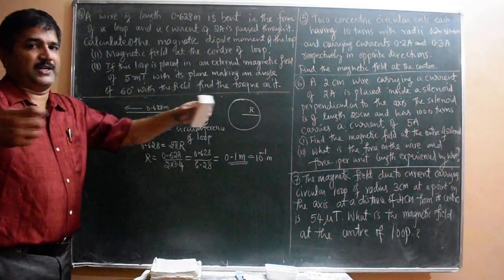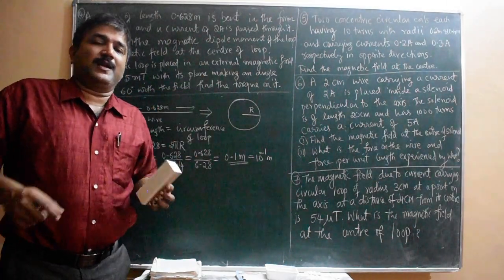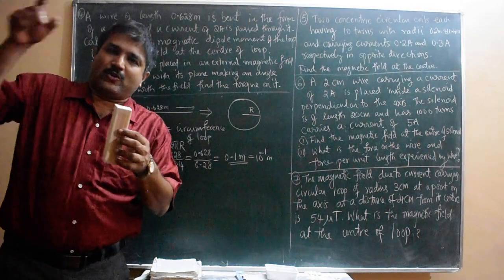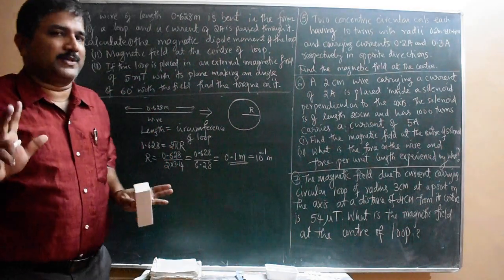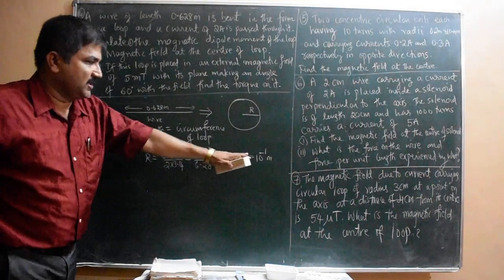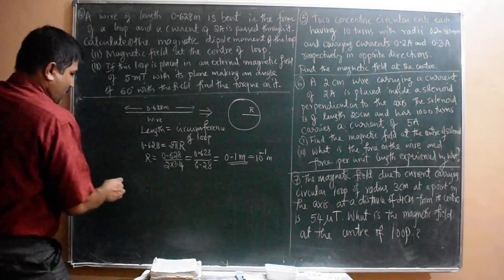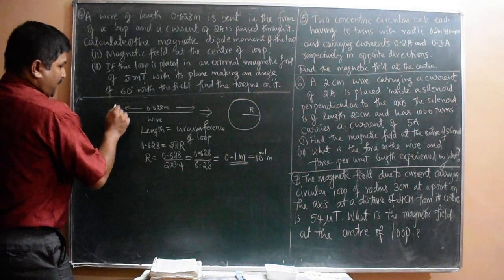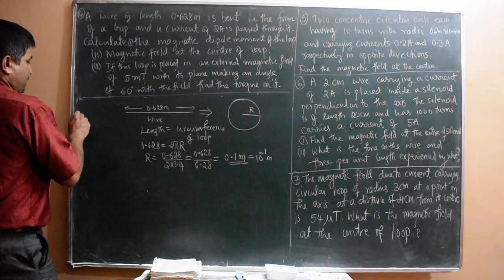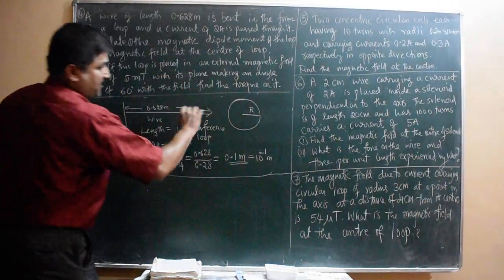So when a straight wire is bent into a loop, the length of the wire is equal to the circumference of the loop. That is the first thing you should understand. This is the geometry. Now physics is only this much. 10 power minus 1 meter we get as the radius. Now next, the magnetic dipole moment. First calculation is the magnetic dipole moment. Actually we need to find out the radius for that part.